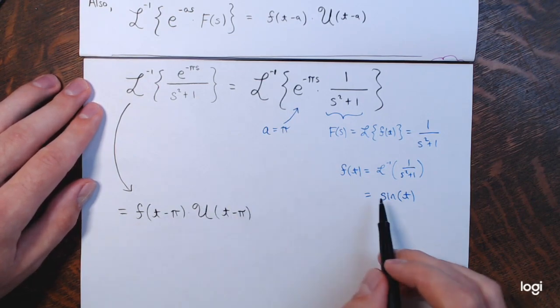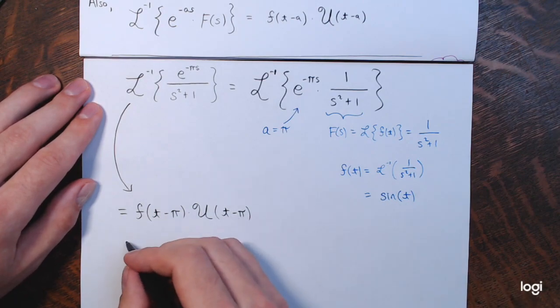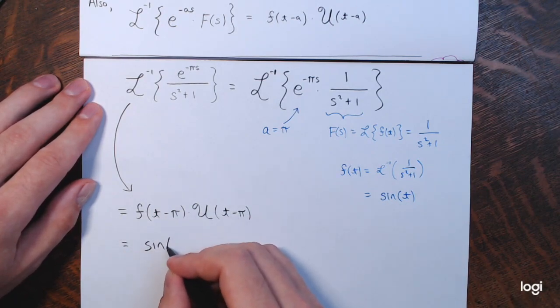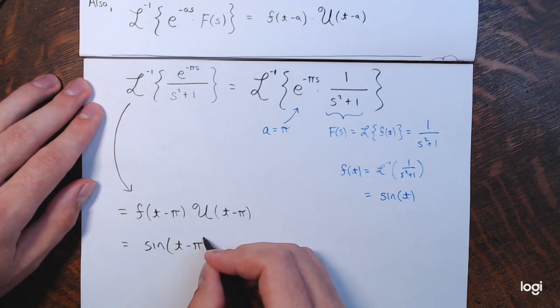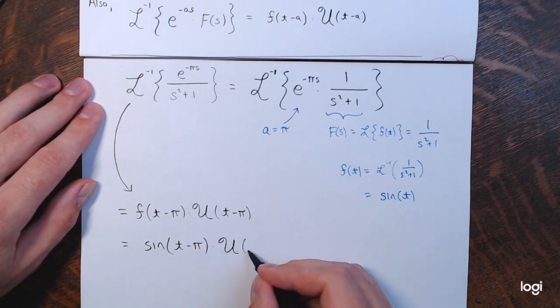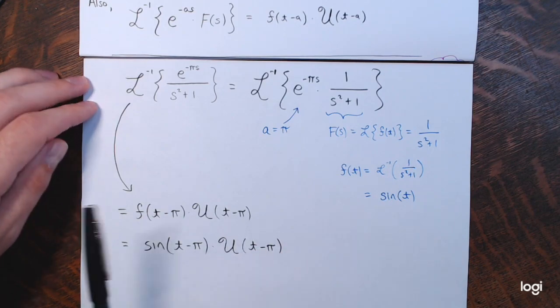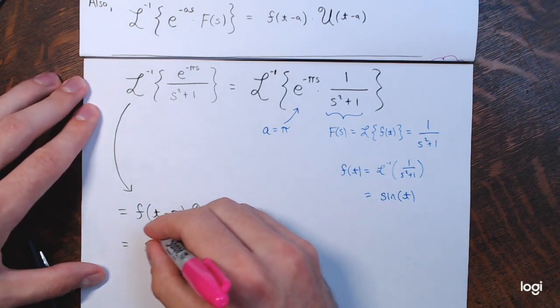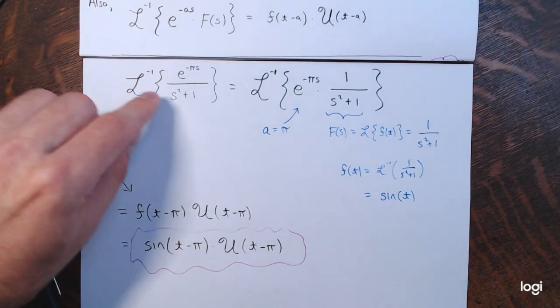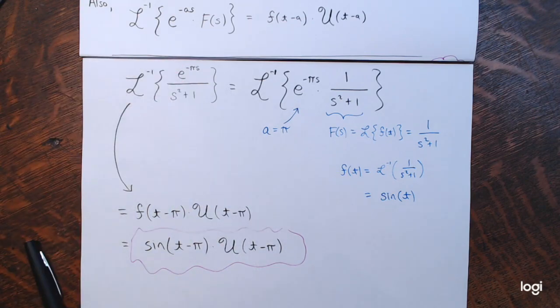And go to little f. That's the sine of t. So this is the sine of t minus pi times the unit step function at t minus pi. And there you have it. There's the inverse Laplace transform of the function we were given, e to the negative pi s over s squared plus 1.